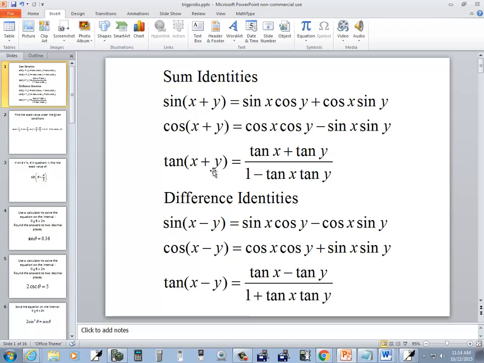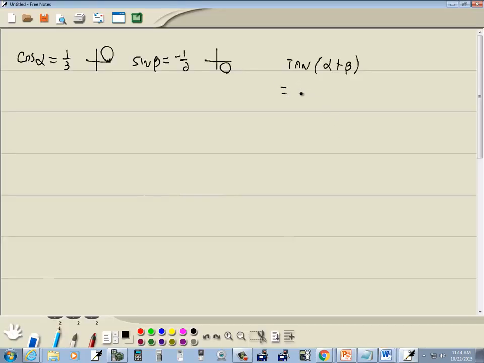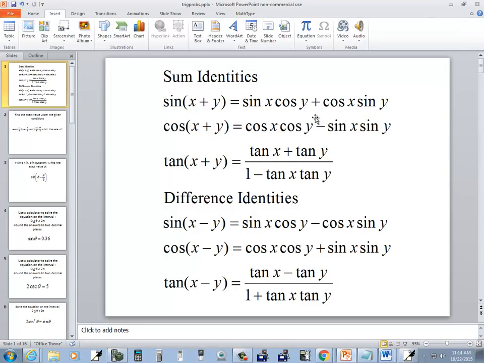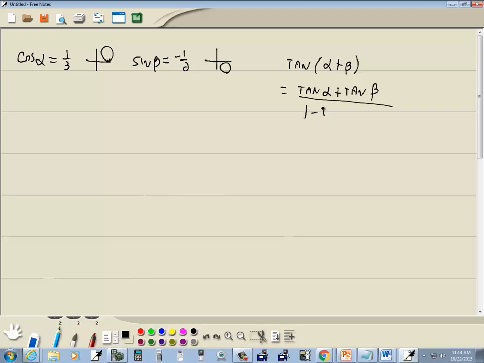If we look at our formula, it's in the sum identities, the tangent. We're going to replace the x with alpha and the y with beta, but here's our formula. So this is going to become tangent alpha plus tangent beta over 1 minus tangent alpha tangent beta. Well, we need tangent alpha and tangent beta, so let's find those.